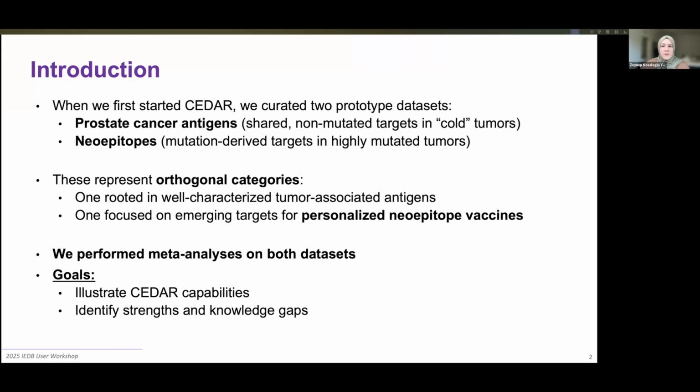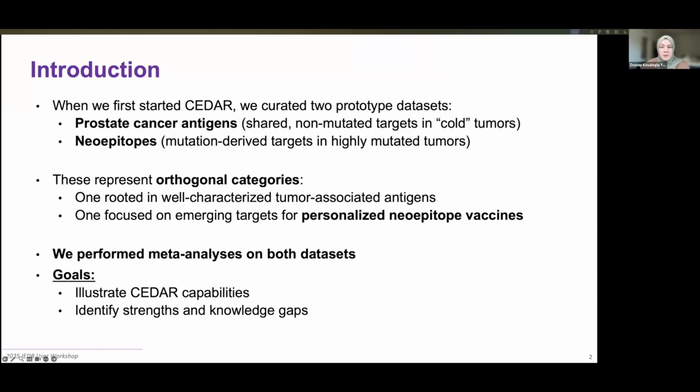So the data is very diverse. So these two subsets present orthogonal categories. One is rooted in decades of tumor immunology and very well-characterized antigens, and the other is centered around emerging patient-specific targets that are harder to validate, and you have less assays per epitope and antigen.